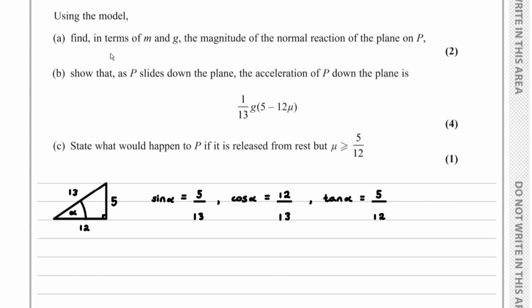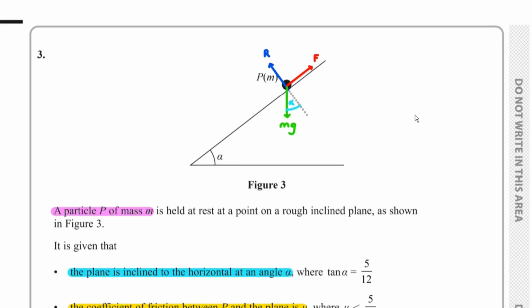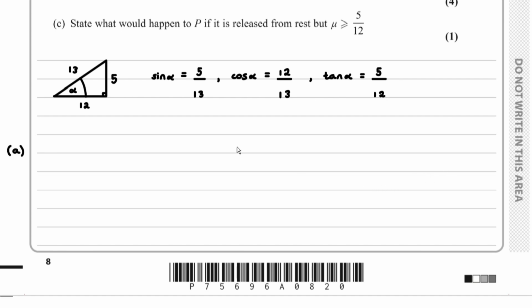Using the model, part A, find in terms of m and g the magnitude of the normal reaction of the plane on P. Here, we need to resolve perpendicular to the plane. Hence, for part A, R will equal mg multiplied by cos alpha. We know that cos alpha is equal to 12 over 13, so we multiply mg by 12 over 13, leaving us with R equaling 12 mg over 13.